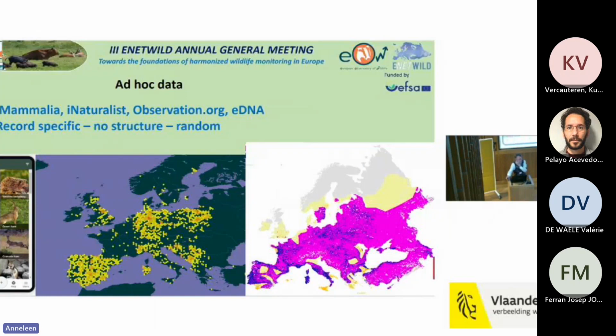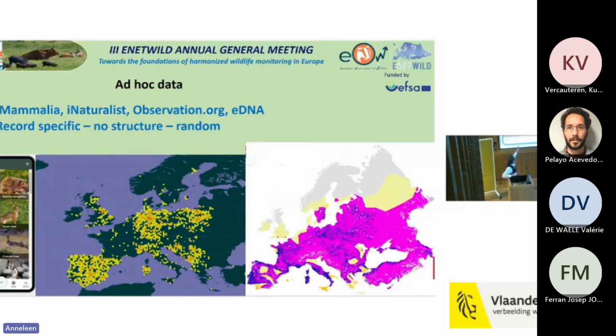So ad hoc data, iMammalia and there's others in use. eDNA is also ad hoc data. You can just go out and collect some samples and get some results in. They're record specific. You get information on that record, but you don't get any structure behind it. It's effectively random, but it's still really useful.